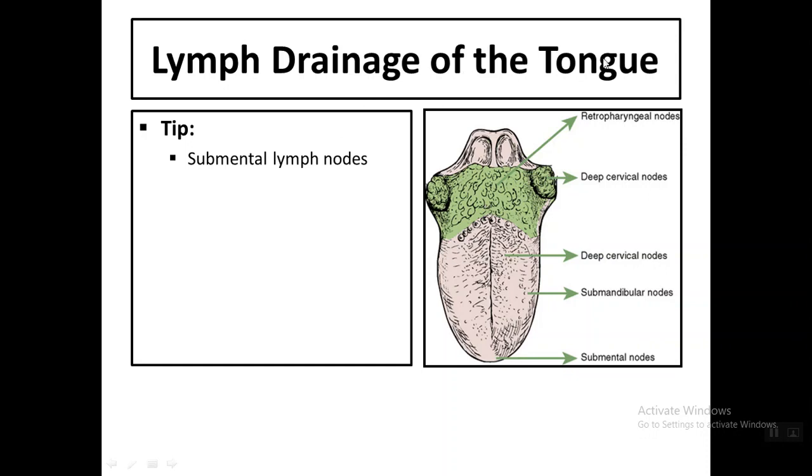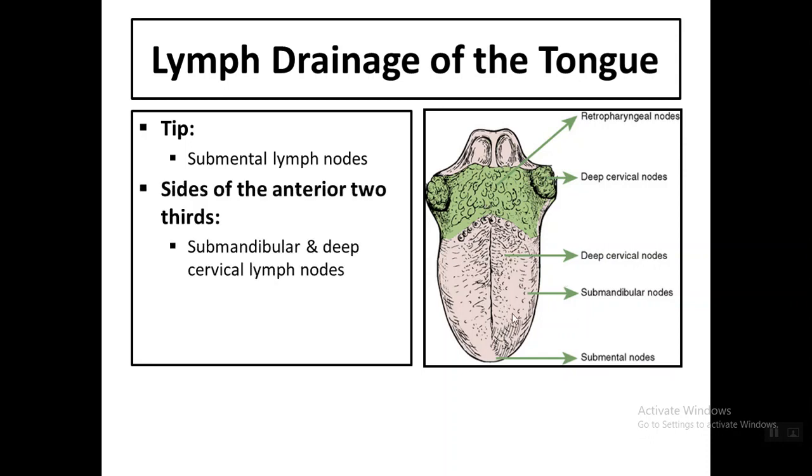What is the lymphatic drainage of the tongue? Here the lymphatic drainage differs according to the region. The important point is that the tip of the tongue is drained to the submental nodes that lie in the submental triangle of the neck. The sides of the anterior 2/3 of the tongue are drained to the submandibular and the deep cervical lymph nodes. So from the beginning: the tip to the submental lymph nodes, the sides of the anterior 2/3 to the submandibular and the deep cervical lymph nodes, and finally the posterior 1/3, shown in green, is drained to the deep cervical nodes.